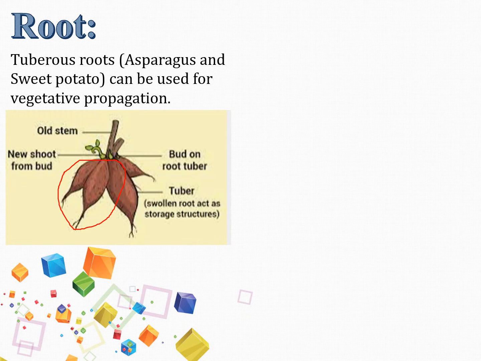So let us observe this diagram. You can see the green part present in the root tuber, and in the next season, if the root remains in the soil, a new shoot arises from the bud. So you can observe here that from the root, new plants arise. This is an example of a natural method of vegetative propagation. These roots are called tuberous roots. For example, sweet potato and asparagus can be used for vegetative propagation.